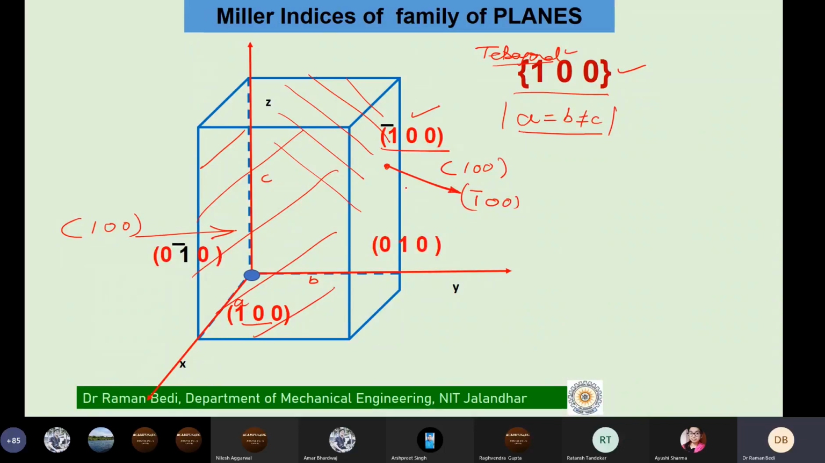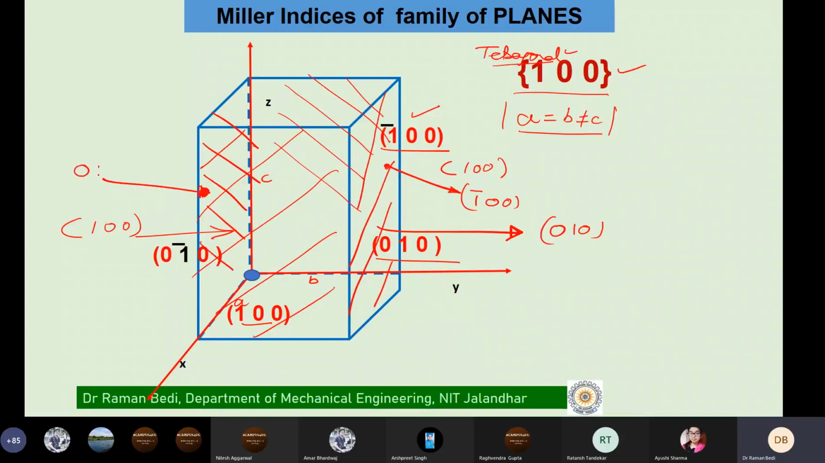Similarly, I have the 010 plane. If anyone can tell me, where will be the 010 plane? This plane will have an intercept of 1 on the y-axis. So the 010 plane will be this particular plane. I can say this will be indexed as the 010 plane, and then I have the 0 bar 10 plane, which will be the left hand face. So this face will be referred to as the 0 bar 10 plane.